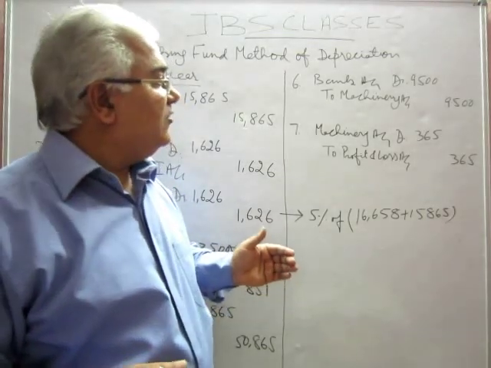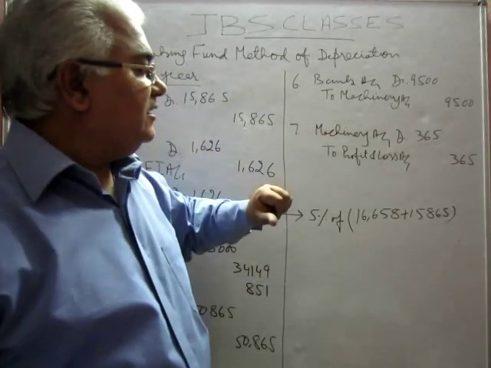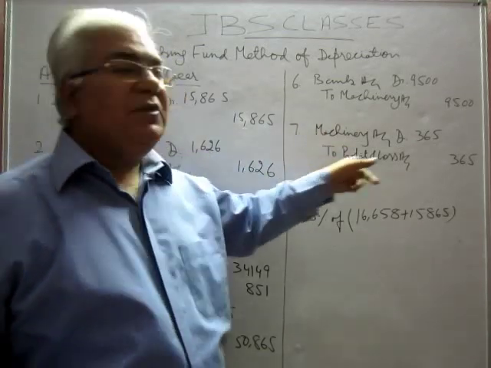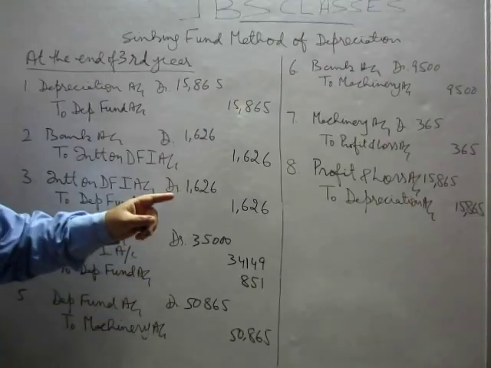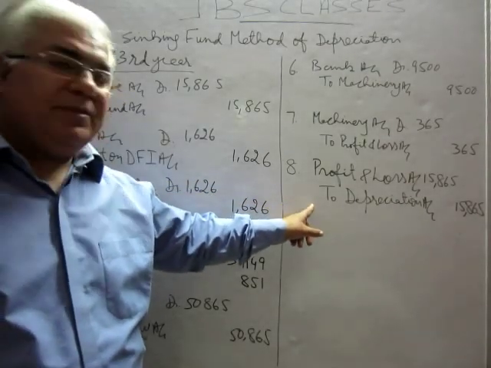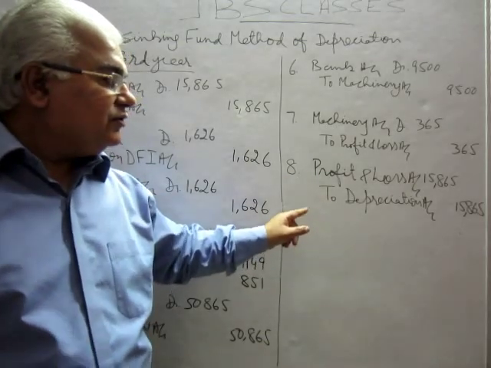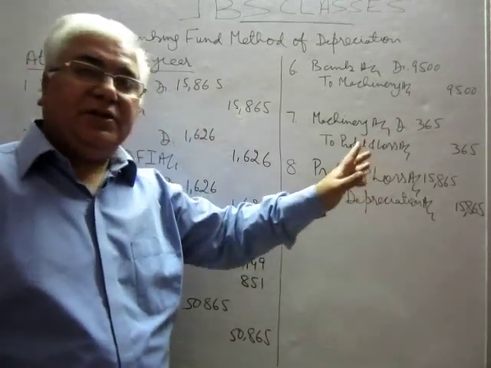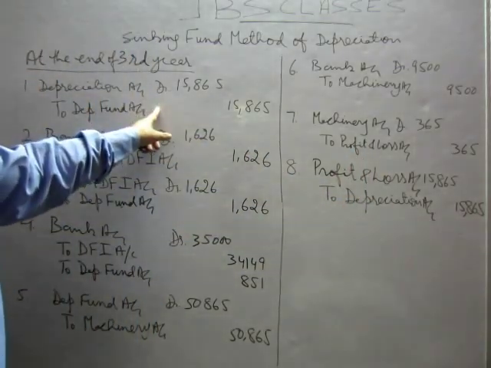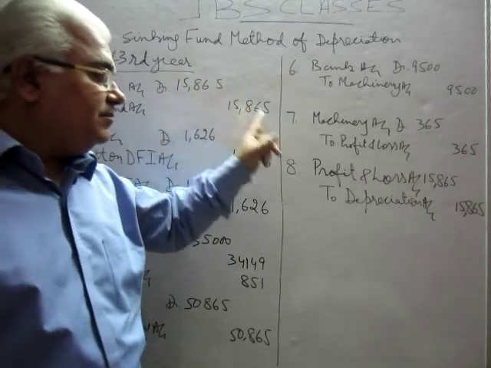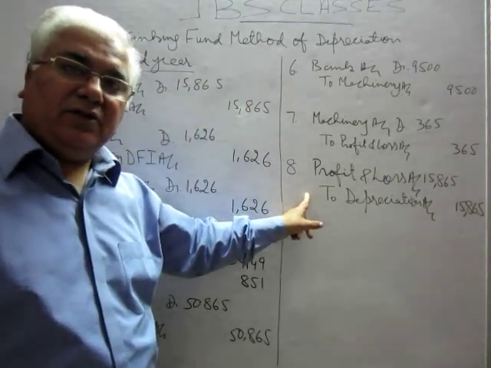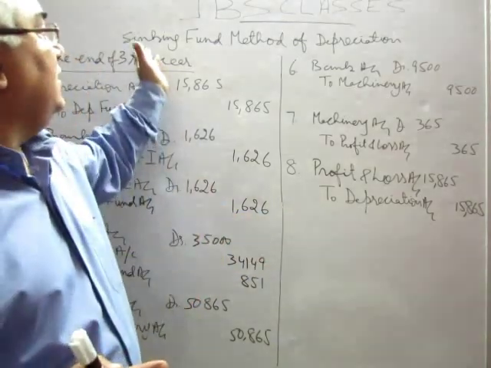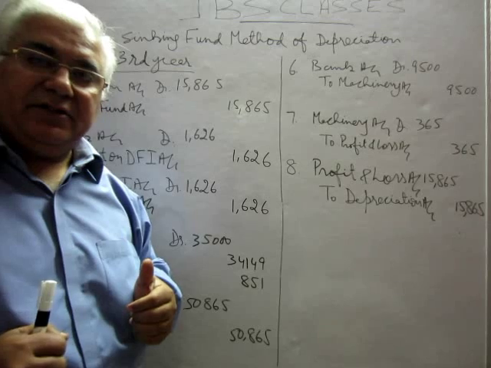If by chance there was some loss, then this entry would have been reversed. Profit and loss account would have been debited and machinery account would have been credited. Now in the last, we have to charge depreciation to profit and loss account. So entry will be profit and loss account debited to depreciation account. That means the depreciation we charged in the last year has been debited to profit and loss account. Okay, I hope you have clearly understood the sinking fund method of depreciation.